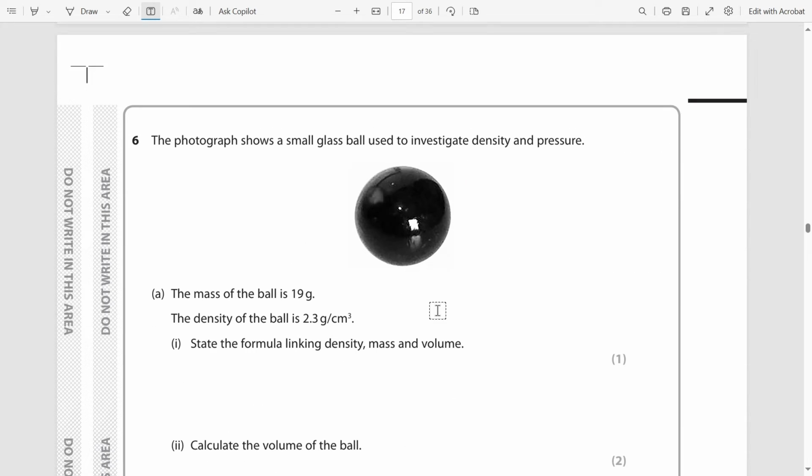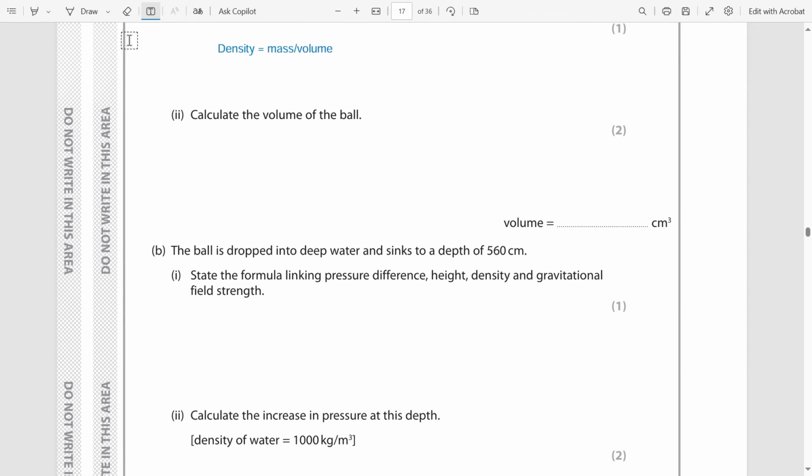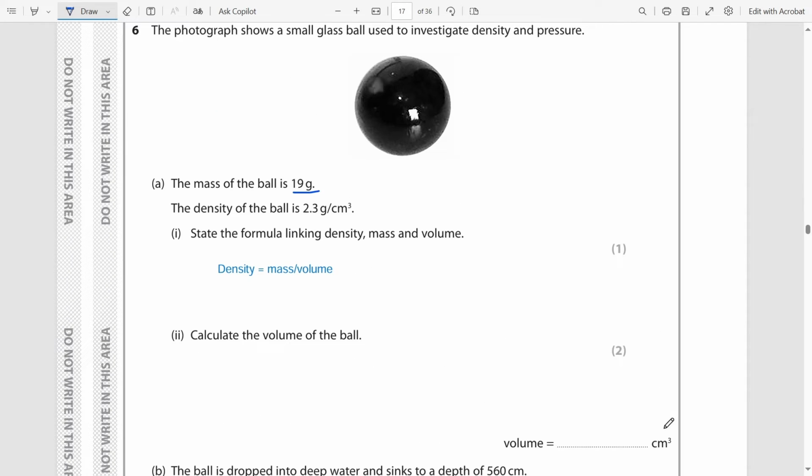That is a nice shiny ball. A photograph shows a small glass ball to investigate density and pressure. The mass of the ball is 19 grams. The density of the ball is 2.3 grams per centimeter cubed. State the formula. Okay, so guys, the formula is density equals mass over volume. Calculate the volume of the ball. Okay, guys, the volume of the ball, we have 19 grams. Thank God we only have to do this in grams per centimeter cubed. So 19 grams, and the density of the ball is 2.3 grams per centimeter cubed.